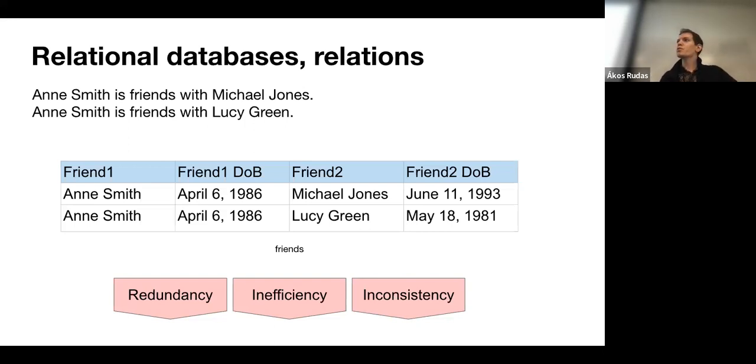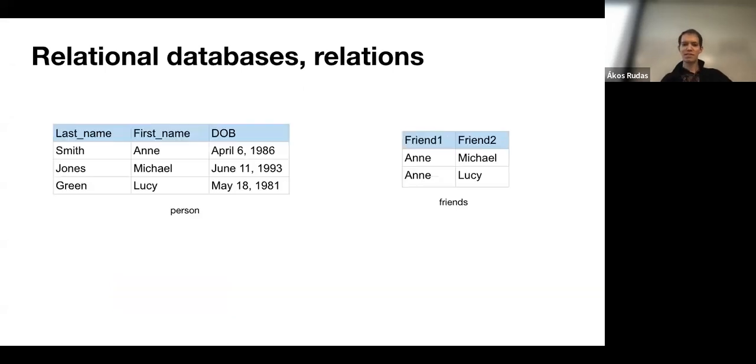So what would be the solution for this? Any ideas? Precisely. So we will have 2 tables now. We will have one which is called a person table, and there we will store the people's information such as last name, first name, or date of birth. And we have another table, another relation, which actually describes relationships between the people, the persons. And there we store that Anne is friends with Michael, Anne is friends with Lucy.